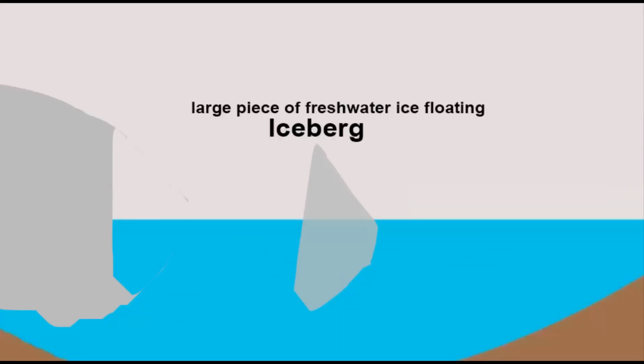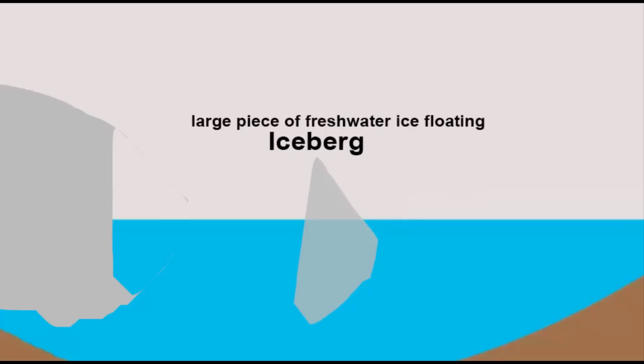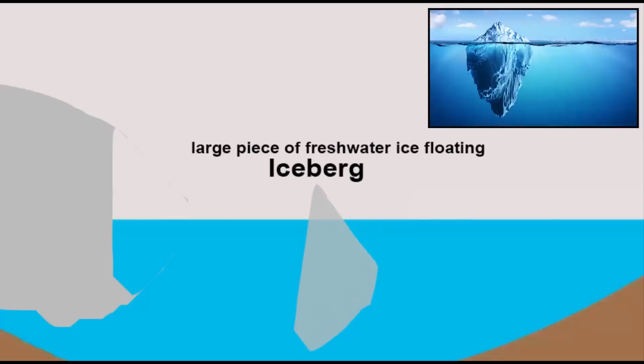By the way, glacier is a freshwater source. Please keep that in mind. So an iceberg is a large piece of freshwater ice floating in the open water. If you ever see an iceberg, only the tip of the iceberg is visible above water, while nearly 90% of it is underwater. After all, it's a heavy piece of glacier.